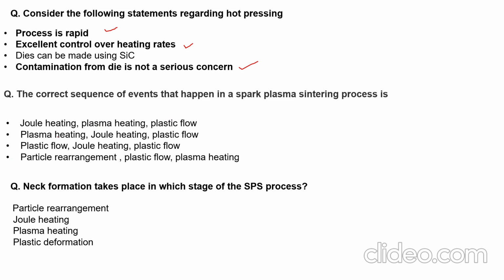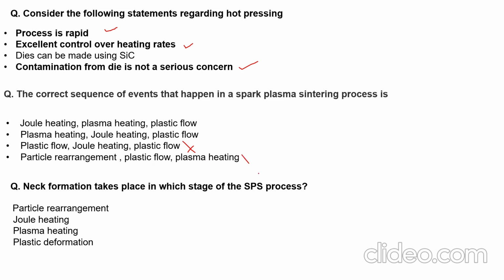Or first by plasma, then by Joule heating and plastic deformation, or first by... obviously this is not right, because plastic flow cannot occur first. There has to be a certain heating during the sintering process that will result in the heating of the material, and then there will be plastic deformation or plastic flow. And the last says that there is particle rearrangement, plastic flow, and plasma.